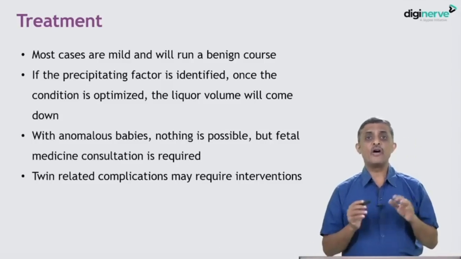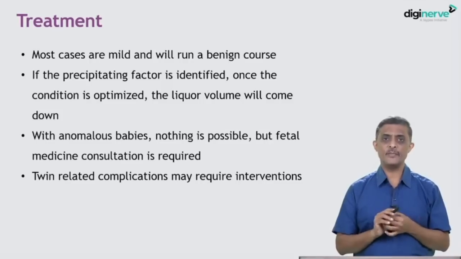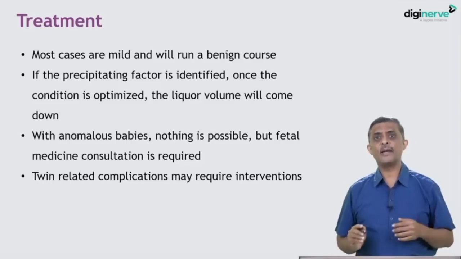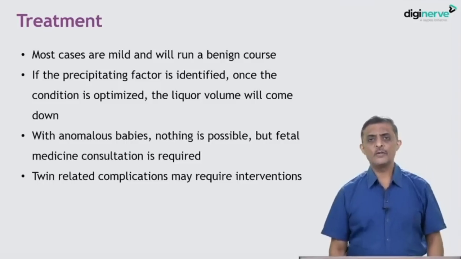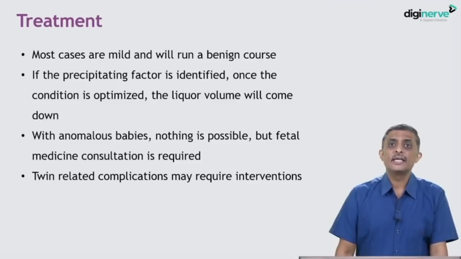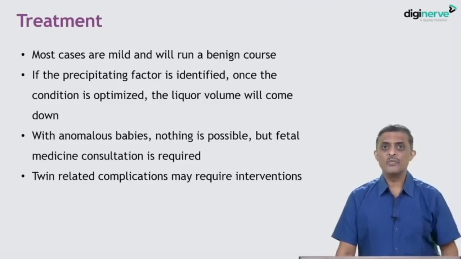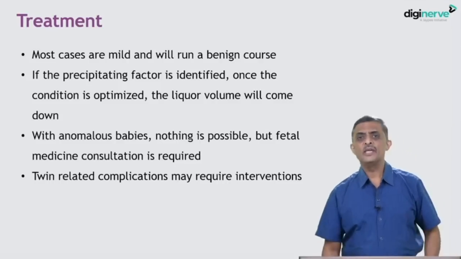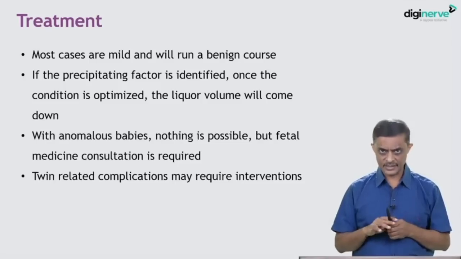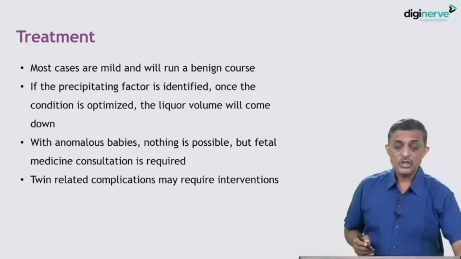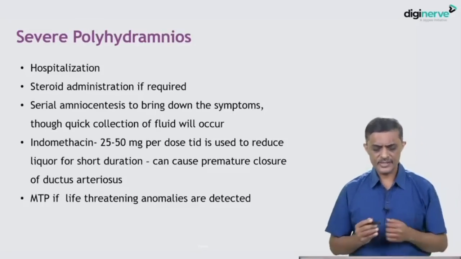So how do we treat? Fortunately, most of the cases of polyhydramnios will not lead to very severe complications, and that kind of severe polyhydramnios is very rare. Probably 20 to 30% of all the polyhydramnios can have severe grade, that is more than 35 AFI or more than 16 single vertical pocket. Most of them are mild or moderate polyhydramnios. If you know why the polyhydramnios has occurred, and if it is correctable, you can attend to it and try to do something. With anomalous babies, probably you will not be able to do anything. Twin babies can definitely help with fetal medicine experts.